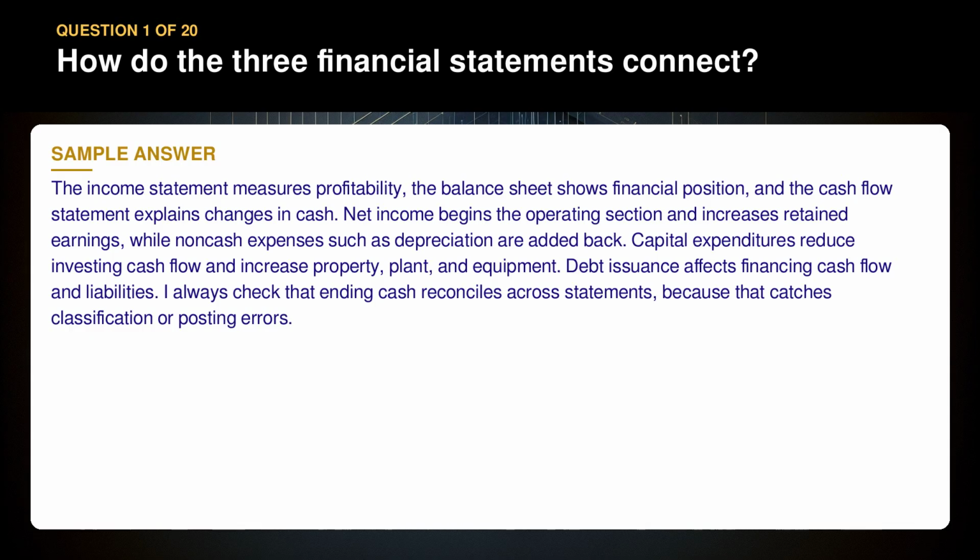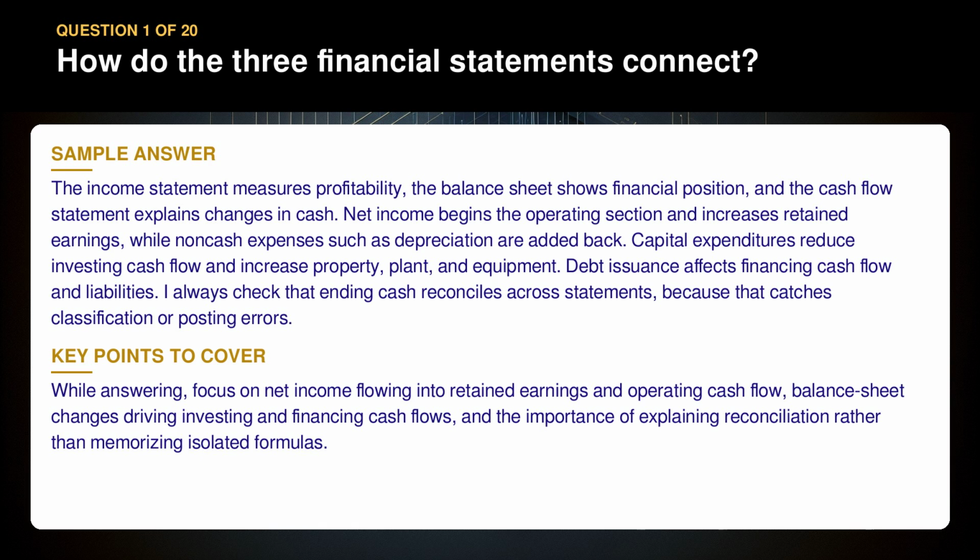Capital expenditures reduce investing cash flow and increase property, plant, and equipment. Debt issuance affects financing cash flow and liabilities. I always check that ending cash reconciles across statements, because that catches classification or posting errors. While answering, focus on net income flowing into retained earnings and operating cash flow, balance sheet changes driving investing and financing cash flows, and the importance of explaining reconciliation rather than memorizing isolated formulas.